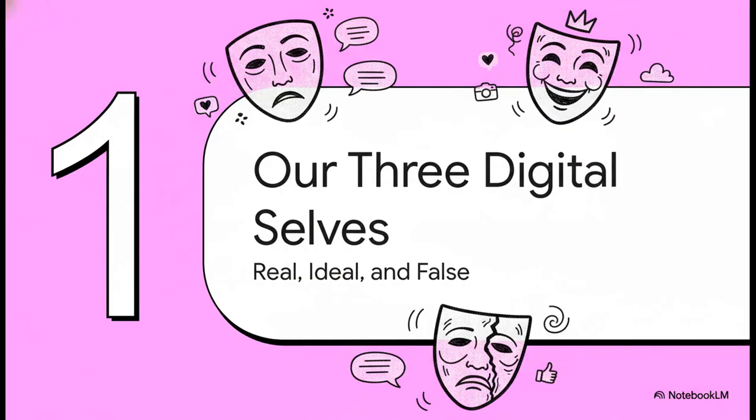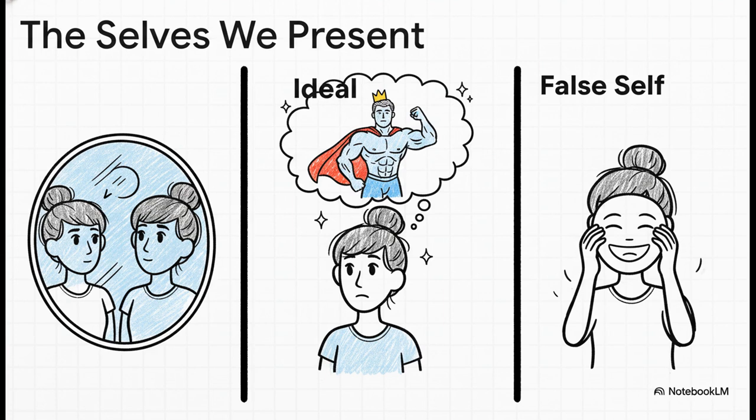So how exactly do we manage these impressions online? Well, it turns out we have a few different, let's call them masks in our digital closet. Let's take a look at what researchers call our 3 digital selves. So researchers have pretty much boiled it down to 3 main selves we show off. First up, you've got the real self. This is pretty close to who we actually are offline, sharing a casual hobby with friends, that kind of thing. Then there's the ideal self. This is your personal highlight reel, the big promotion, the perfect vacation photo. It's the person we want to be.